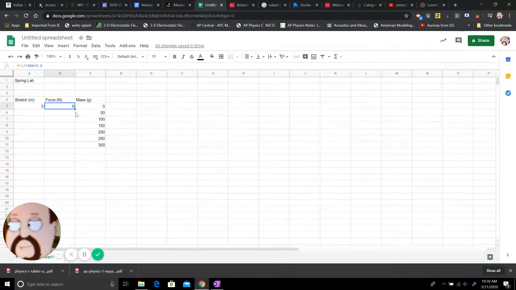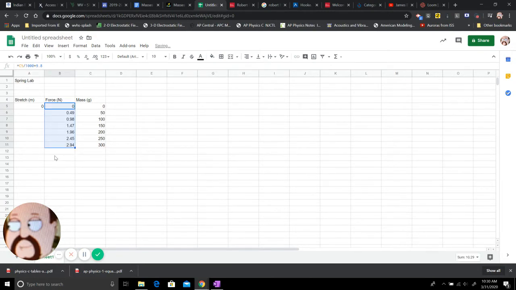Okay, now I'm going to take that formula and I'm going to drag this down, and then it will go ahead and calculate out the forces we're applying already for us. And I can just put in my values here for the stretch that I measure in the experiment. I am all set up to go.